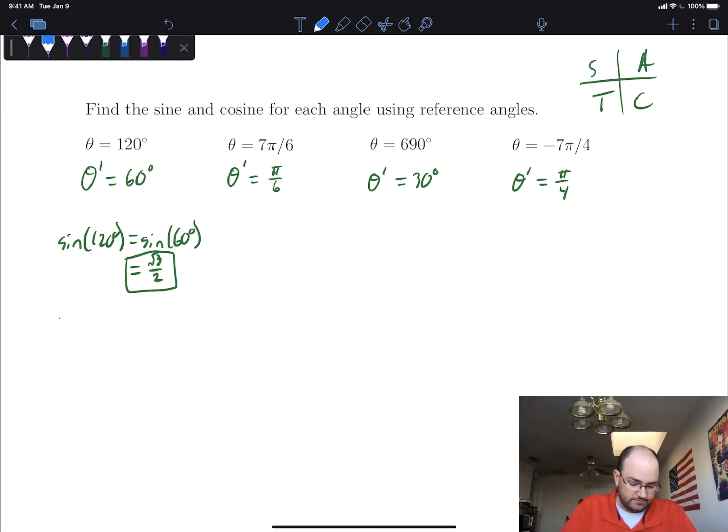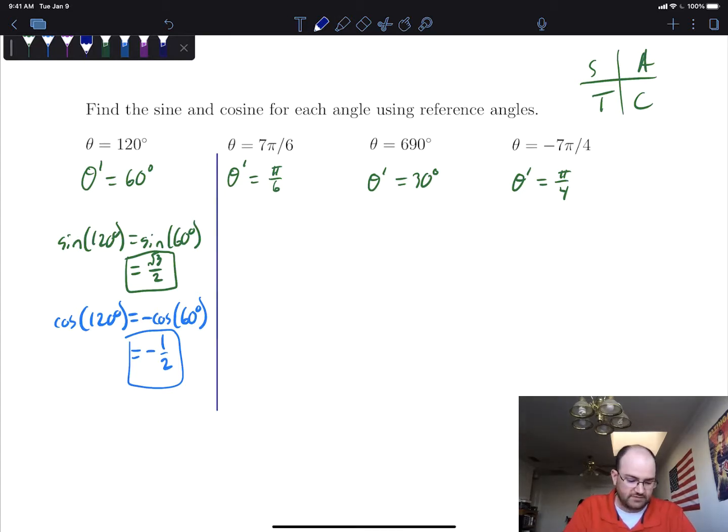As for cosine of 120 degrees, well, in quadrant 2, only sine is positive. That means that cosine has to be negative. Therefore, this would be the negative cosine of 60 degrees. And cosine of 60 degrees is what? Cosine of 60 is root 3 over 2? No. 1/2. Sorry about that. So, yes, 1/2. So negative 1/2 is the answer here. And that's for cosine of 120 degrees.